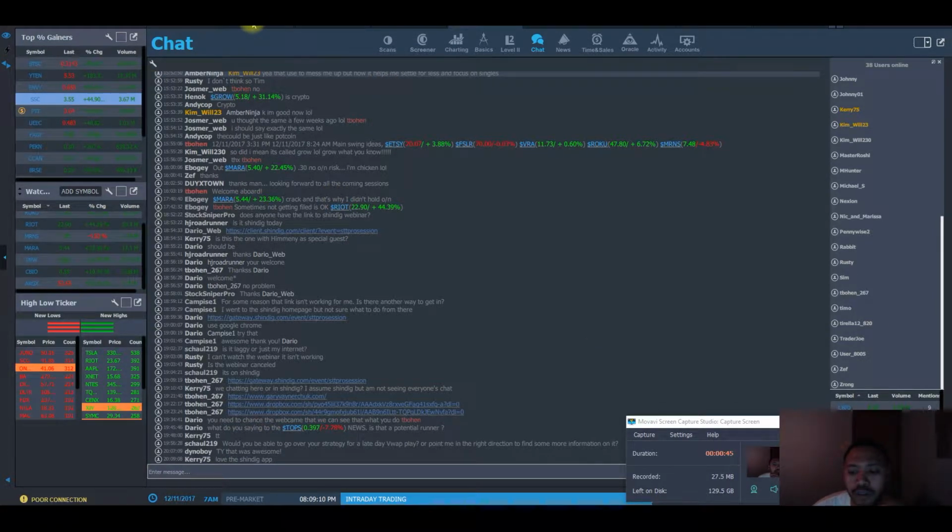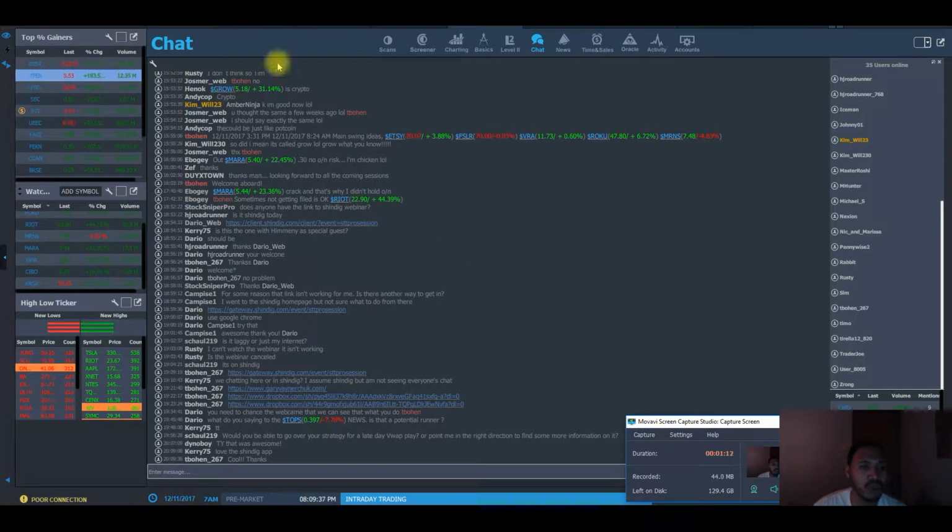So I just wanted to show you guys the software I use for trading. This is Stocks to Trade Pro. This is what I use. So I just wanted you guys to know.